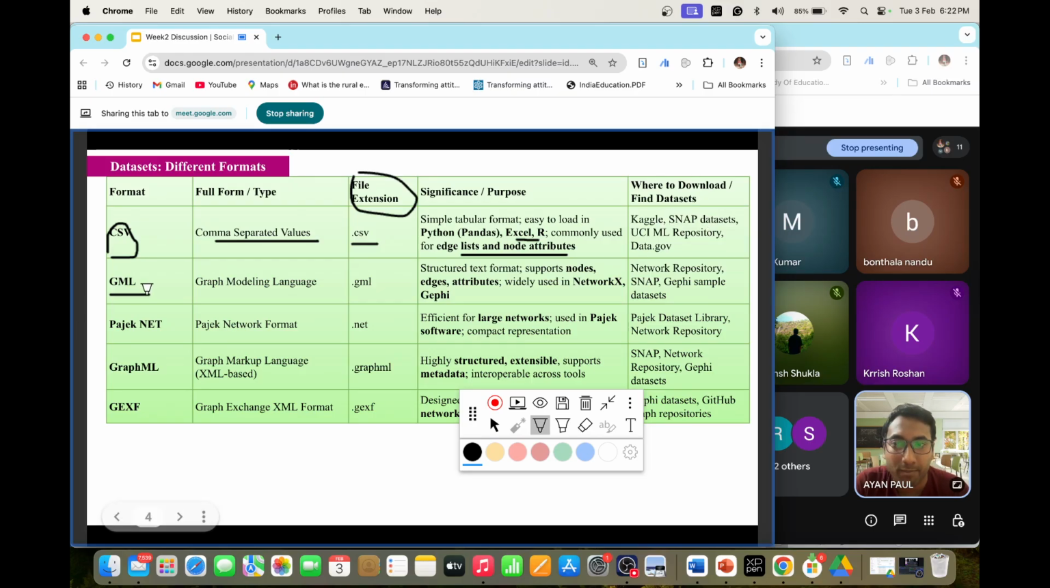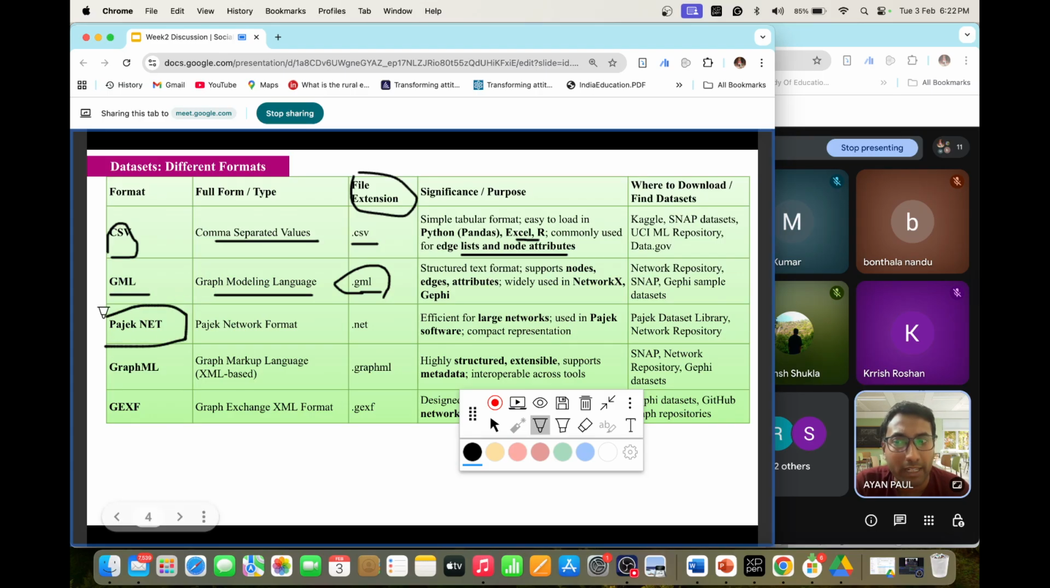Then you have GML, Graph Modelling Language, with the file extension .gml. It is a structured text format that supports nodes, edges, and attributes, and is widely used in NetworkX and Gephi. So this is the second format, .gml. The problem with CSV is that it does not have attributes, but here you can have attributes of nodes, links, etc. So that is the second format.